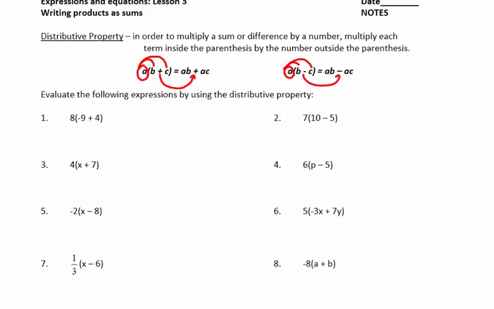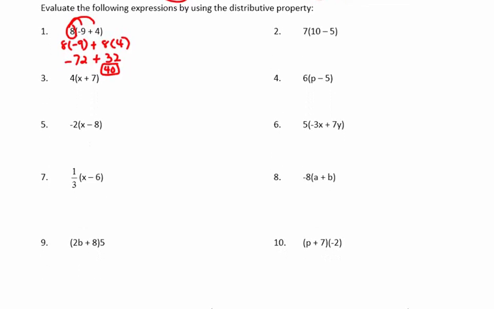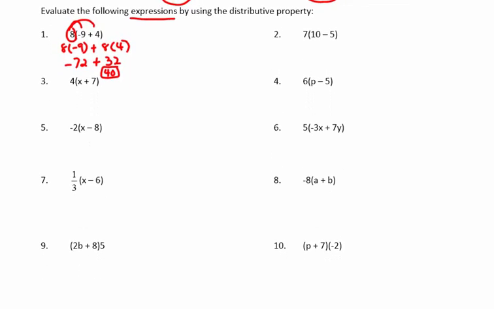So then it says to evaluate the following expressions using the distributive property. Again, we take the number on the outside, multiply by the first term inside. So 8 times negative 9 plus 8 times the other term, which is 4. 8 times negative 9 is negative 72 plus 32, and then we combine those together and we get 40. Notice I didn't write any equal signs because these are not equations. If I write equal signs, that would mean it's an equation. So we don't want to turn these into equations because these are expressions like it says up top.